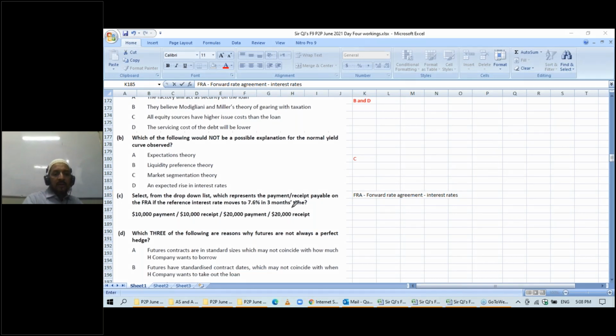In the forward rate agreement, select from the top down list which represents the payment receipt payable on the FRA if the reference interest rate moves to 7.6%. Okay, now what they want to ask, let me refer to the main question first.